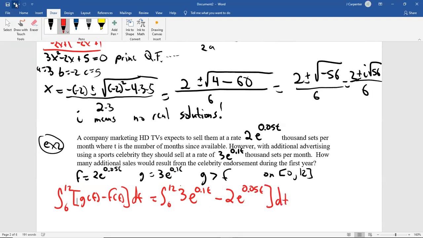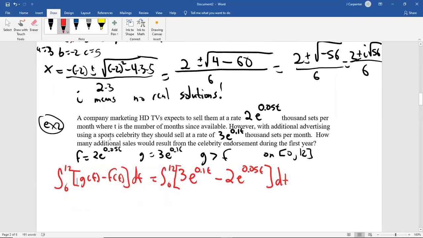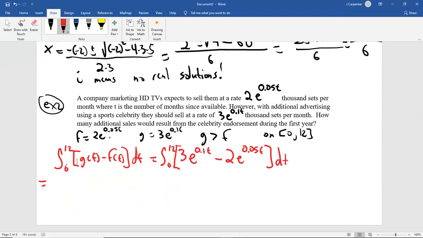I'm doing brackets instead of parentheses. That's just a personal preference. Now we're going to need to integrate each of these using formulas that have previously been provided. As a reminder, the integral of e to the ax dx is 1 over a times e to the ax plus the c, if needed. It won't be needed here.